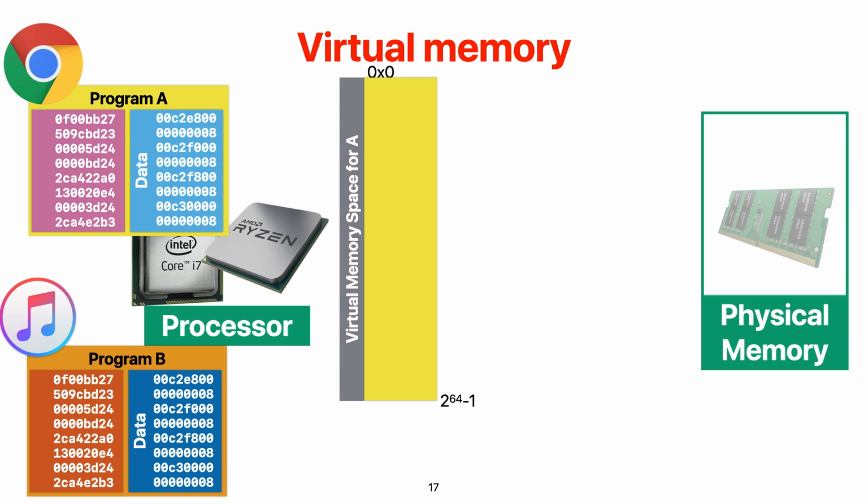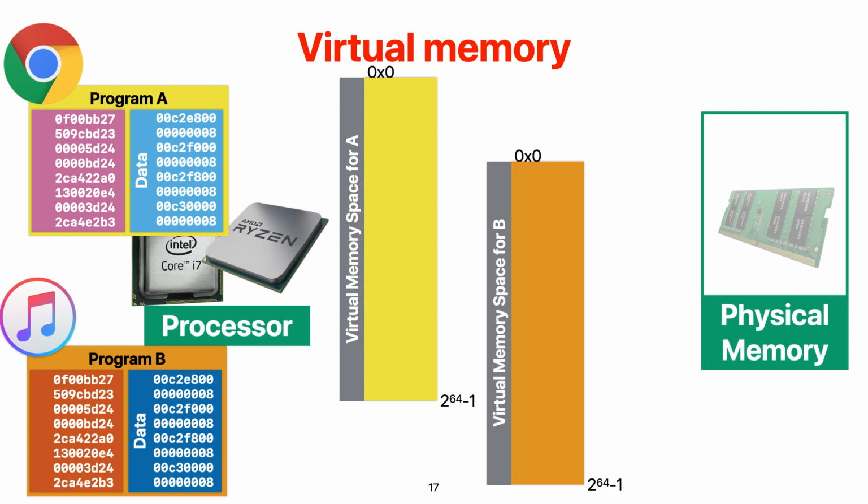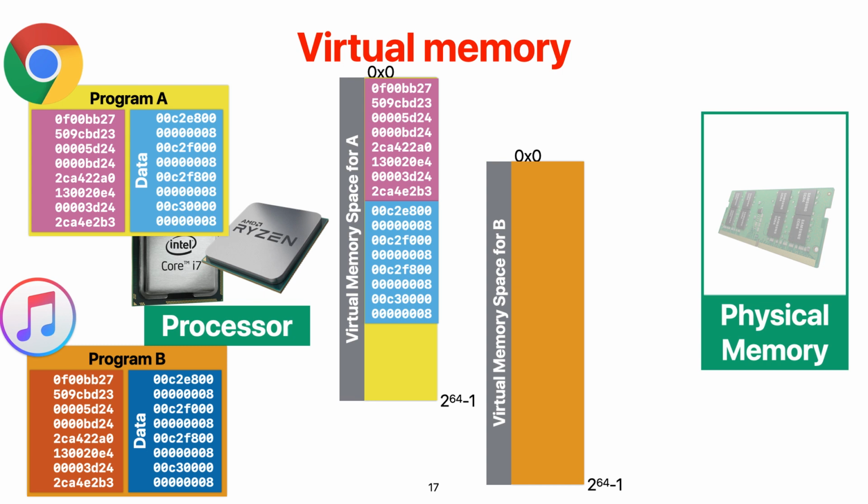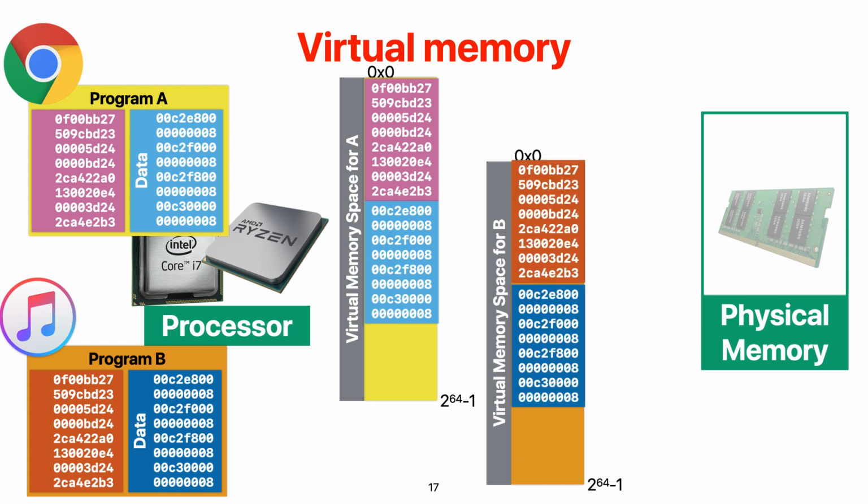So if the processor is a true 64-bit processor with true 64-bit memory support, then you are allowed to use virtual memory addresses from 0 to 2 to the 64 minus 1. And it's the same for the virtual memory space that's created for program B. Whenever we want to execute a program, we create an illusion that the program content, both instructions and data, is loaded into the virtual memory space of each program.